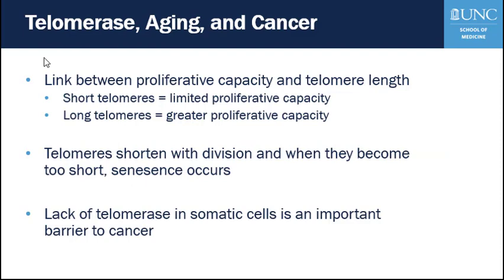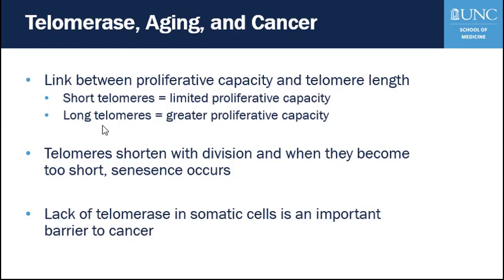And telomeres are important in both aging and cancer, and there's a clear link between the potential of cells to regularly divide, or their proliferative capacity, and the length of their telomeres. So cells with short telomeres have a limited proliferative capacity, and cells with long telomeres have much greater proliferative capacity. And so this leads to the idea that telomeres are like a clock that helps to define proliferative capacity.